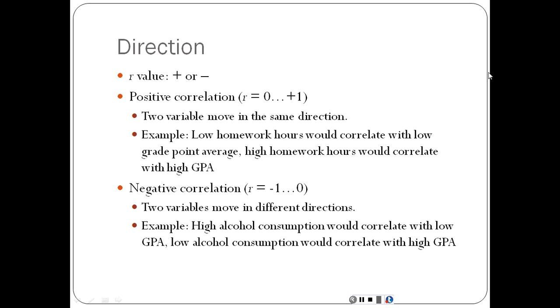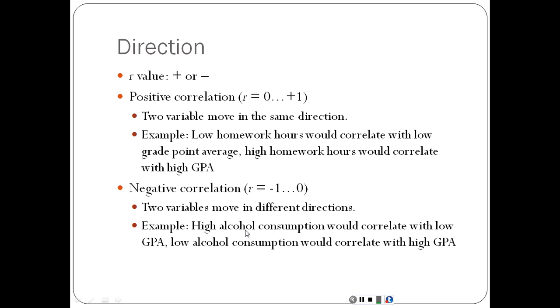Now negative correlations would be where r would fall anywhere between -1 and 0. So negative correlations emerge when two variables move in different directions. So before, where you're only doing homework for a few hours, it's likely that your GPA is going to be low. Or if you're working lots of hours doing your homework, you would have a high GPA. Well, a negative correlation, they're going to move in two different directions.